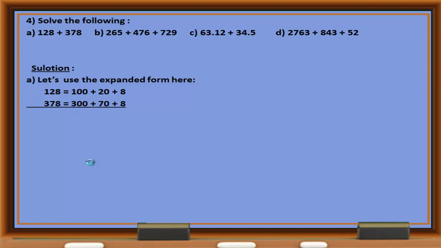Then 8 plus 8 is 16. 2 plus 7 is 9, plus 0 plus 0 is 0. 0 plus 0 is again 0. 1 plus 3 is 4.